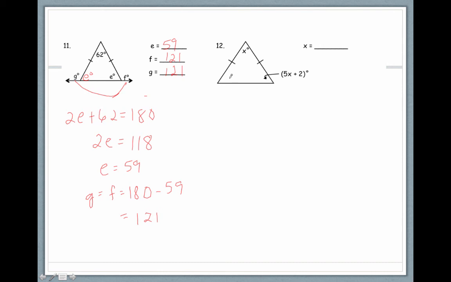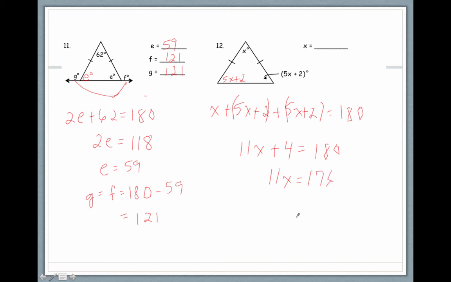Okay, so if this is 5x plus 2, this one is 5x plus 2. So x plus 5x plus 2 plus 5x plus 2 is 180. So we have 11x altogether plus 4 is 180. 11x is 176. So x is 16.